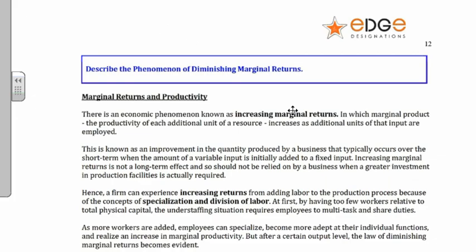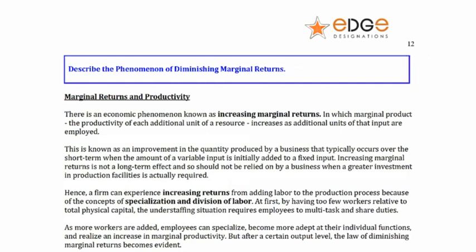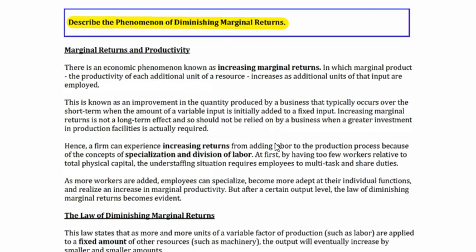We talk about, at the top of page 12, describing the phenomenon of diminishing marginal returns. We're going to get all of our definitions right before we continue. We call a specific phenomenon increasing marginal returns. What does that mean? What's marginal is additional. Marginal product, the productivity of each additional unit of resources, increases as additional units of that particular input are employed.